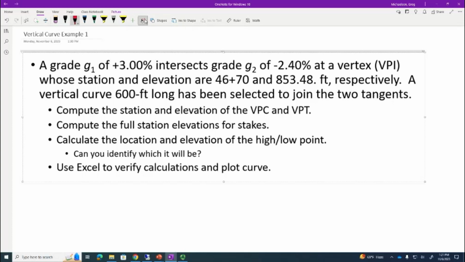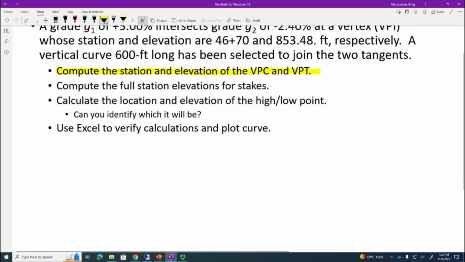So I have a grade G1 of 3% and a G2 of negative 2.4% at a vertex whose station and elevation are 46+70 and 853.48 respectively. Let's see if we can draw a picture, because one of the first things that we're asked to do is to determine the station and elevation of the VPC and the VPT. I think pictures would make life a lot easier. This first question you can solve without any curved stuff at all. This is just some basic common sense.